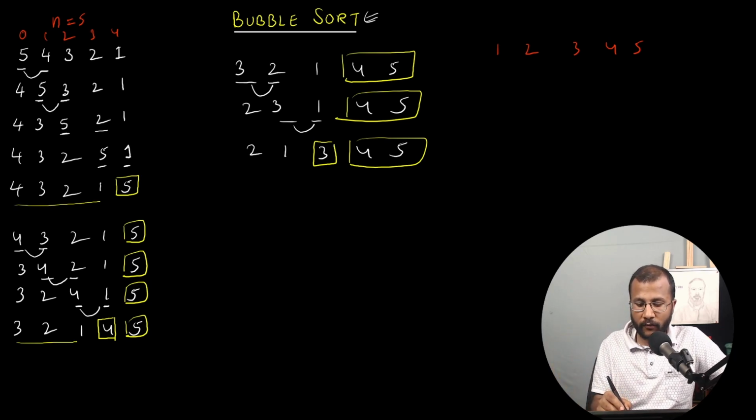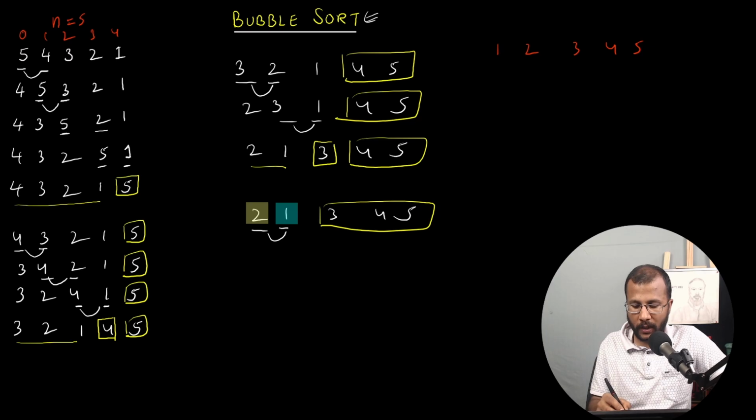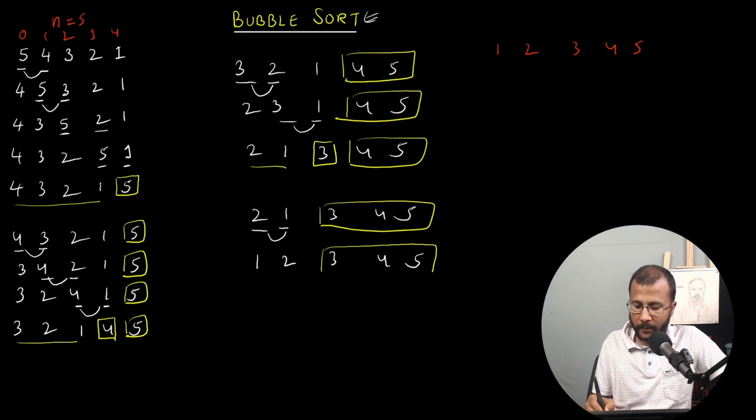Okay, so now I'm left with these two numbers, 2 and 1. So now I take this array one more time, 2, 1, 3, 4, 5. Here 3, 4, 5 already being sorted. Now I have these two numbers, 2 and 1. I compare them. Swapping is required. So now the output is 1, 2, 3, 4, 5. 3, 4, 5 were already sorted before. Now I have placed 2 at its correct position.